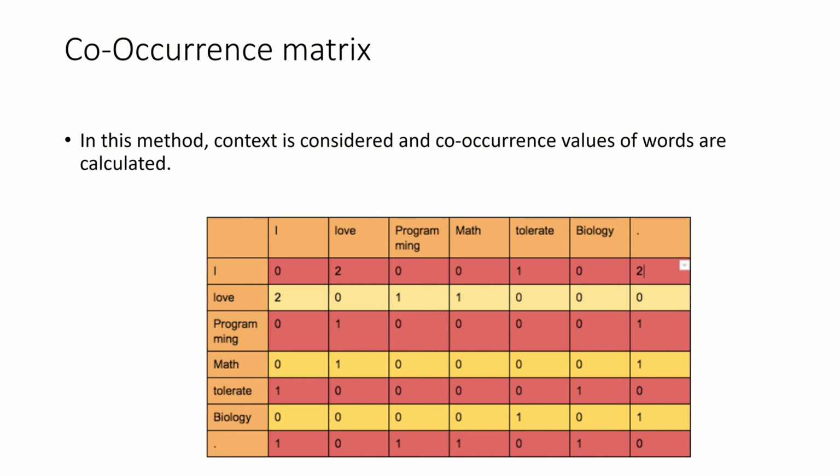Similarly, we have one more technique called co-occurrence matrix. In this method, we consider the context of the sentence and co-occurrence values of words are calculated. As an example, consider I love programming, math, tolerate biology. And consider one more statement, I love food. So, I co-occurred with the word love twice in both the sentences. So that's how for I and love, the entry is 2. And similarly, all the other values are calculated.